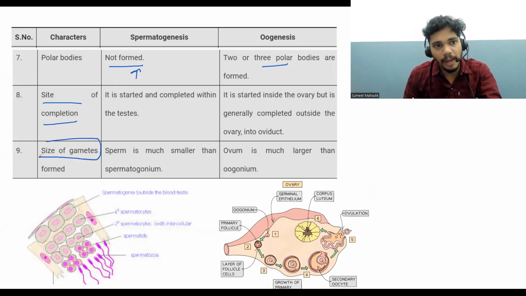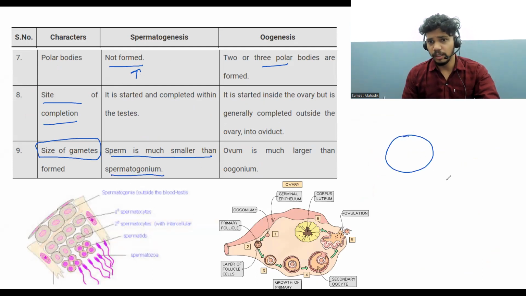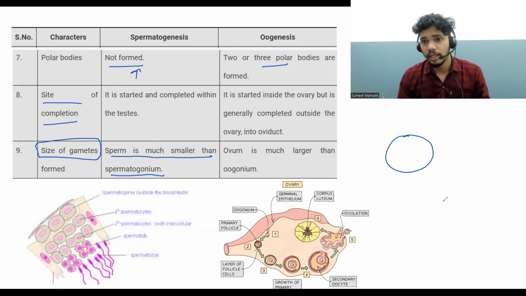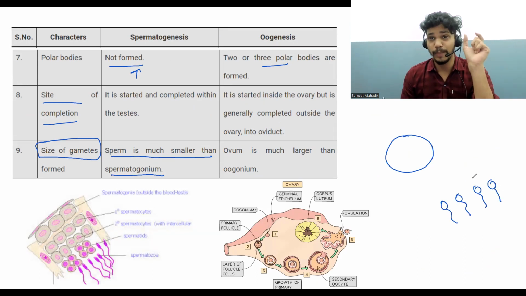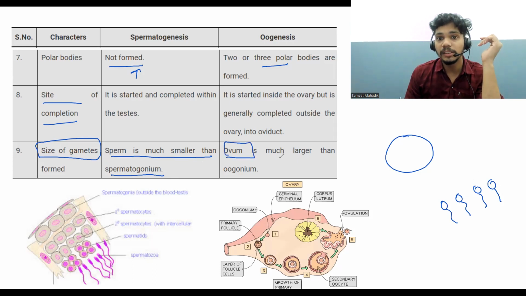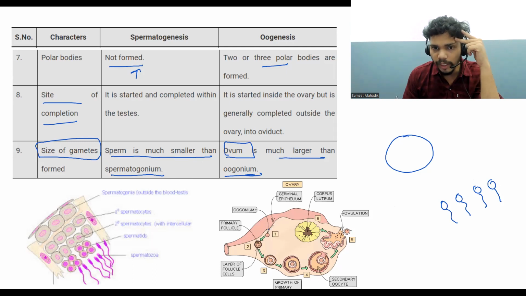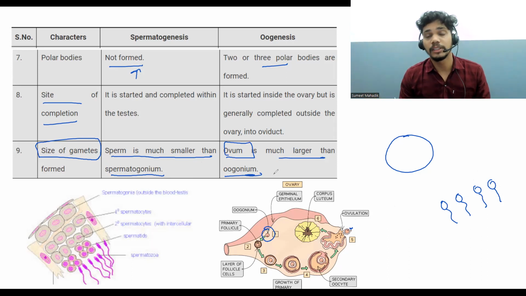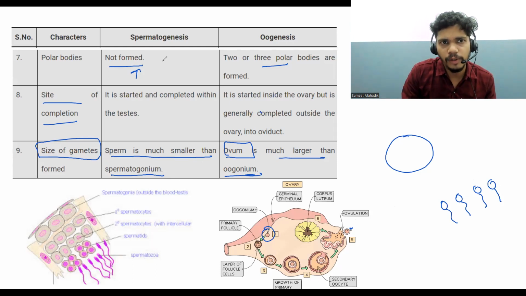The last one, size of gamete formed. So sperm is much smaller than the spermatogonium. See, spermatogonium is a very big cell, but when it undergoes mitosis and two meiosis, it is going to form small ones like this. So the spermatids undergo maturation, spermiogenesis is done, the tail is there, and they undergo maturation. So the sperm is smaller than the spermatogonium. But in case of the ovum, it is much larger than the oogonium. The oogonium cell was very small. Can you see that? And the ovum is going to form a larger one because it undergoes a series of changes, because the primary layer should be there. Vitellogenesis is there, right? If you have just studied that, how can you forget, my dear students?